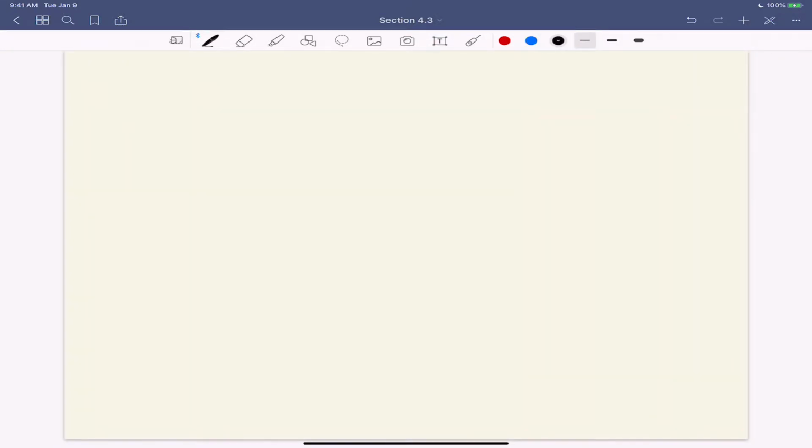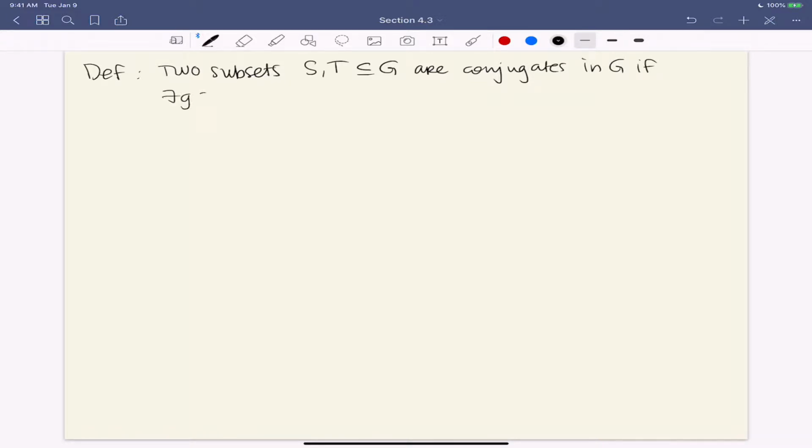Okay, and so now we can have the definition, and this time I will not mess it up. Two subsets S and T in G are conjugates in G if there exists g in G with g S g inverse equal to T.